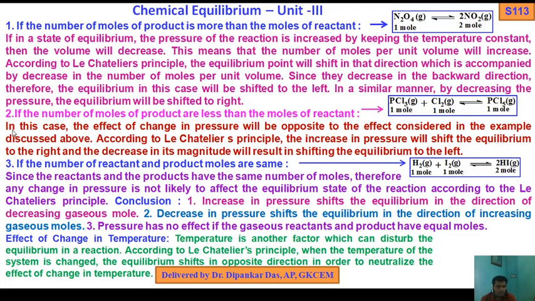Now, number 2, if the number of moles of product is less than the number of moles of reactant: 1 mole of PCl3 and 1 mole of Cl2, so 1 plus 1, 2 moles, and on the product side 1 mole of PCl5. So the number of moles of product is less than the number of moles of reactant. In this case, the effect of change in pressure will be opposite to the effect considered in the example discussed above. According to Le-Chatelier's principle, an increase in pressure will shift the equilibrium to the right, and a decrease in its magnitude will result in shifting the equilibrium to the left.